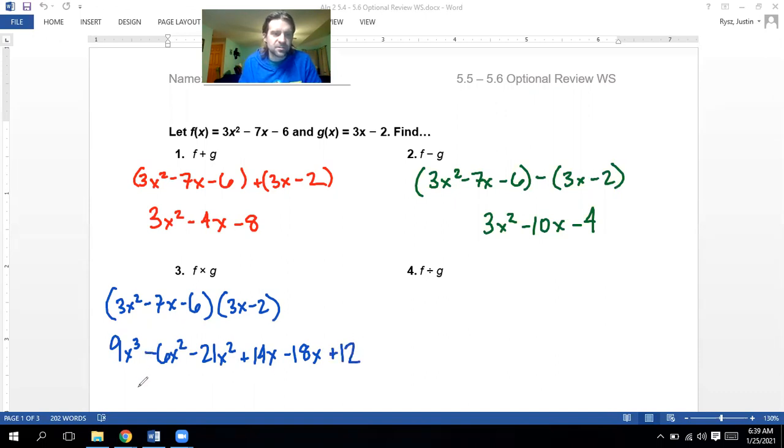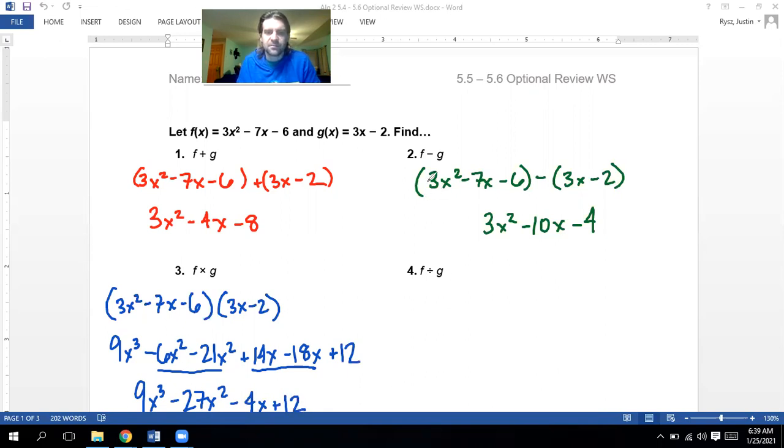We're going to look for like terms. 9x cubed is the only one there. We can combine these two middle ones here. Negative 6 and negative 21 is negative 27x squared. Then these two middle here. 14x and negative 18x is a negative 4x. And then plus 12.